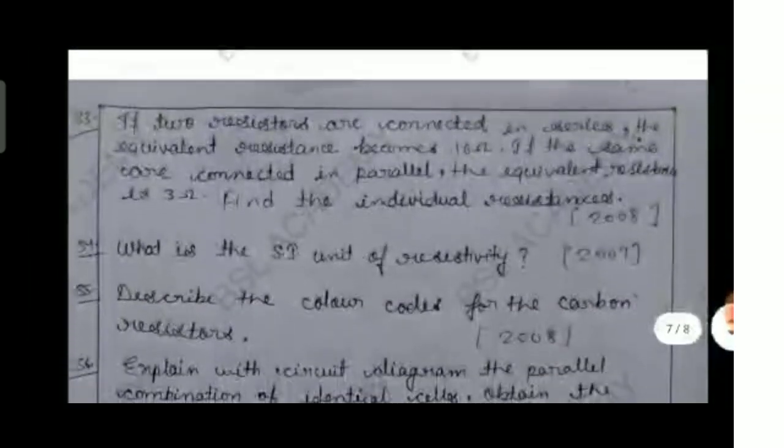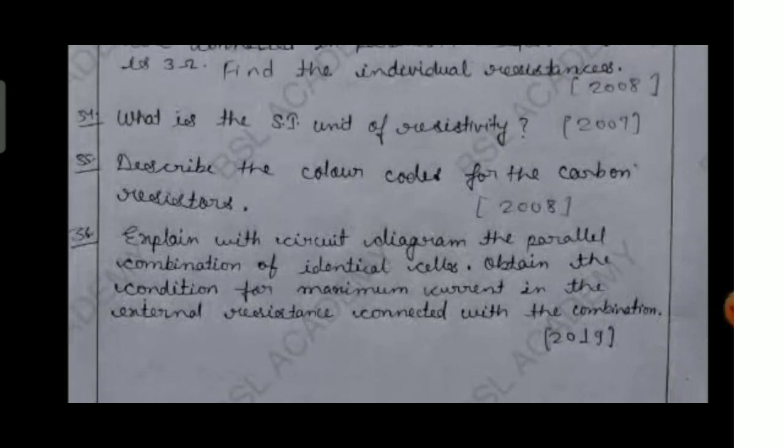Now next, if two resistors are connected in series, the equivalent resistance becomes 16 ohm. If the same are connected in parallel, the equivalent resistance is 3 ohm. Find the individual resistances, from 2008. So this is the same problem as 32. So practice more and more numerical problems too.